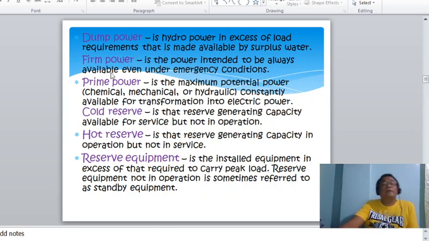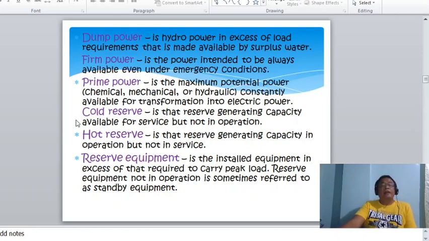Another, we have the so-called prime power. This is the maximum potential power constantly available for transformation into electric power. Another, we have the so-called reserve. This is reserve generating capacity available for service but not in operation, but it is always available.